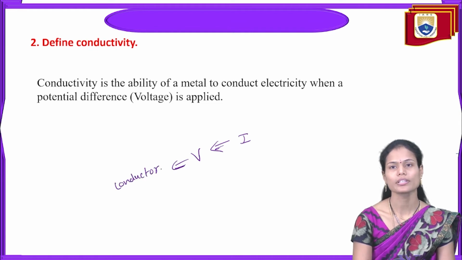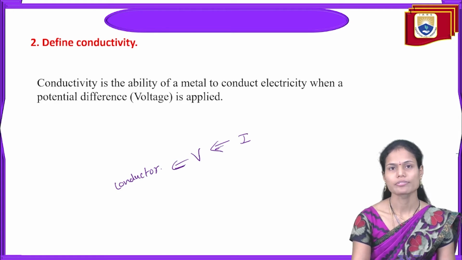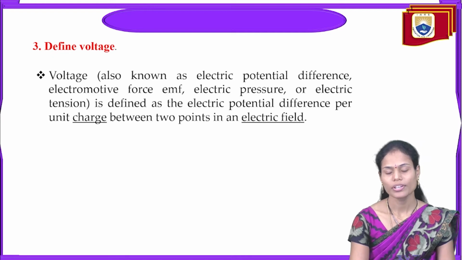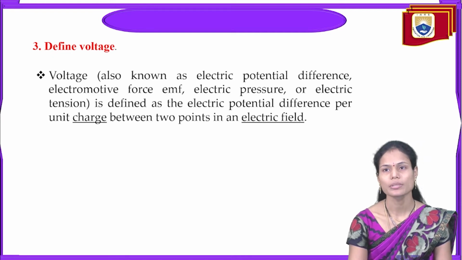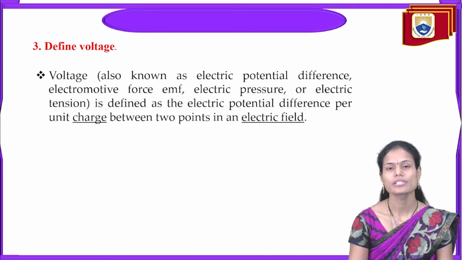That indicates the conductivity of a particular metal or device. And the next one is, define the voltage. So voltage, we can also call it the potential difference. We can also call it electromotive force, electric pressure, or electric tension. So in these ways we can call the voltage.